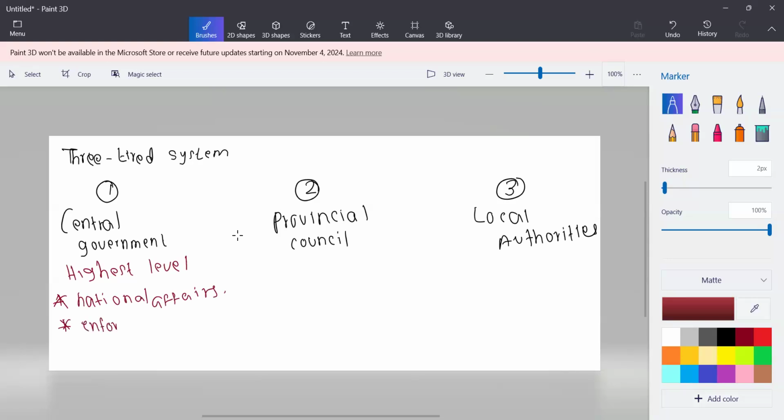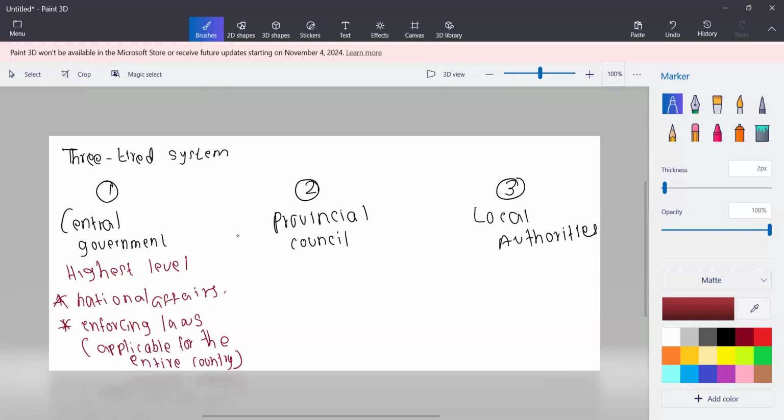In short, enforcing laws. And these laws are not applicable for one section; they are applicable for the entire country. Clear? That is simply the central government.